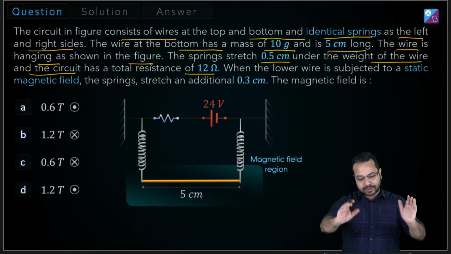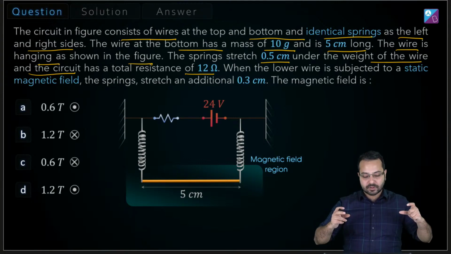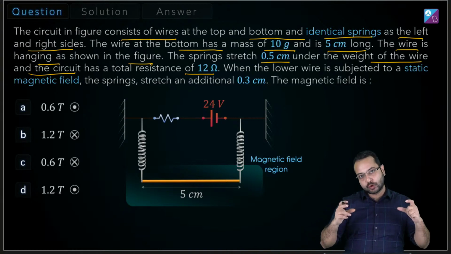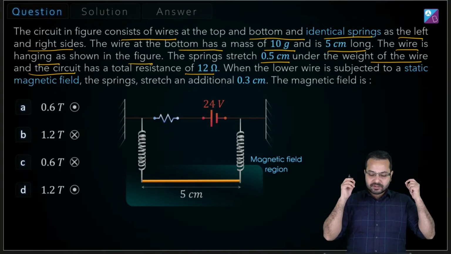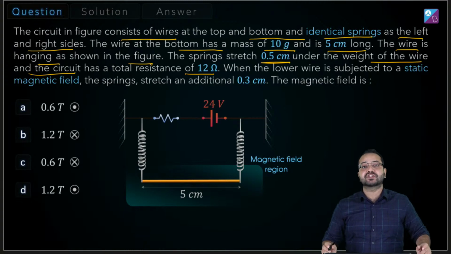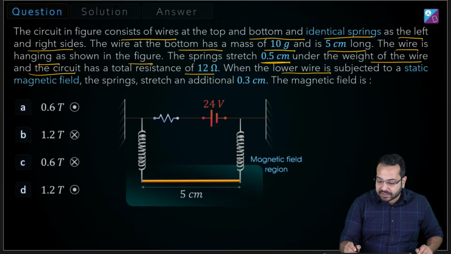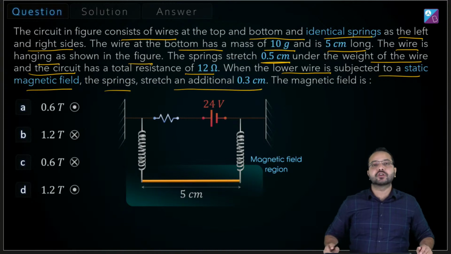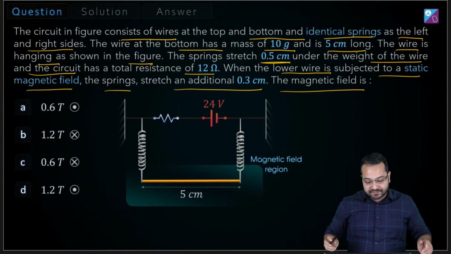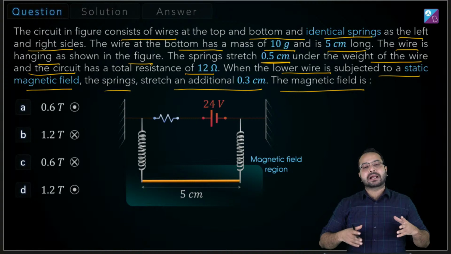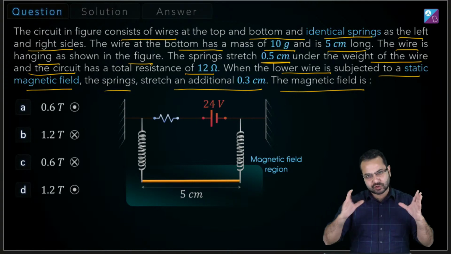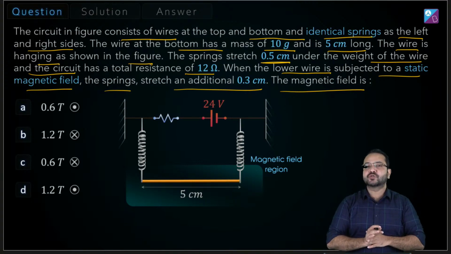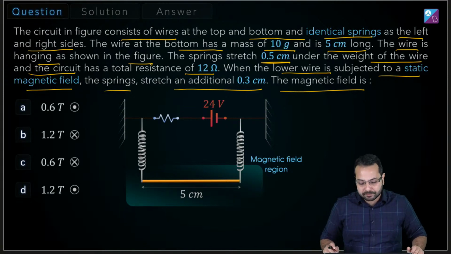and the circuit has a total resistance of 12 ohm. Initially the weight of the wire acts, and because of it both the springs are stretched by 0.5 centimeter. Now when the lower wire is subjected to a static magnetic field, the springs stretch an additional 0.3 centimeter. A magnetic field, which is static, meaning constant, is switched on in this region, and the springs stretch a little bit more, by 0.3 centimeter. Is that right?